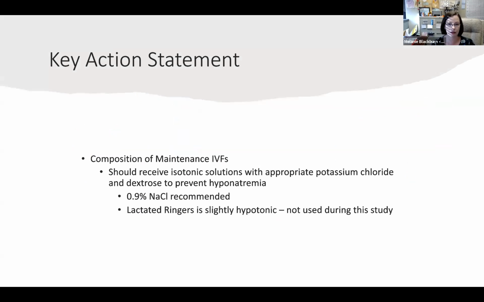So the key action statement from this clinical practice guideline is that most patients in a hospitalized setting should be using normal saline, with or without dextrose depending on their age and underlying condition, for maintenance IV fluids. They did not use lactated Ringer's in this study, so there's no comment made on that. I know sometimes we use that in certain situations, but just remember it is slightly hypotonic, but still may be an appropriate thing to use in some of our patients.